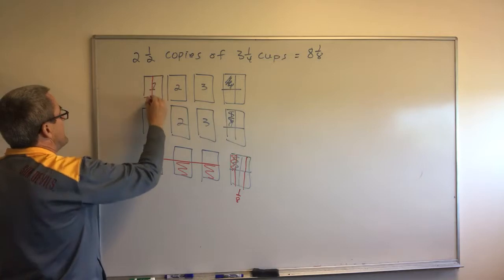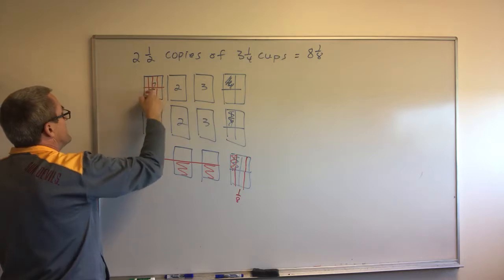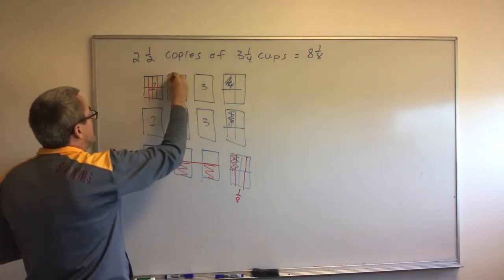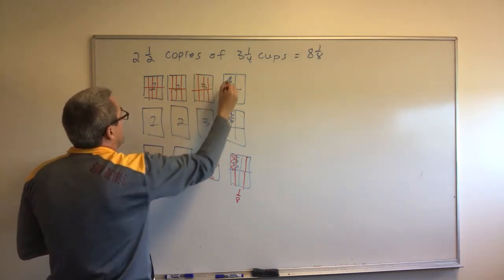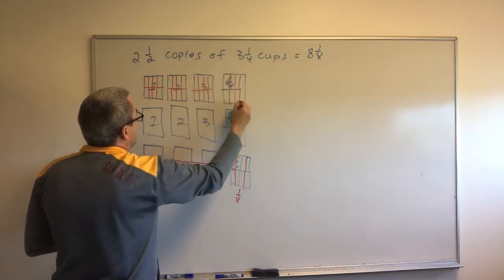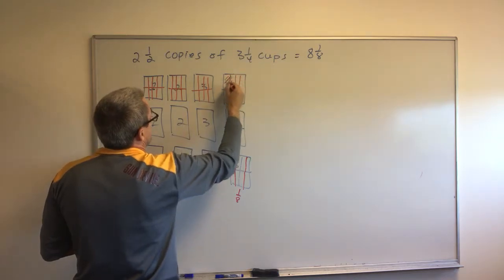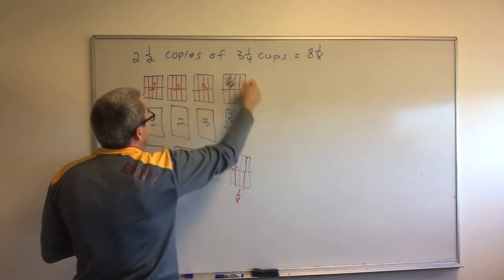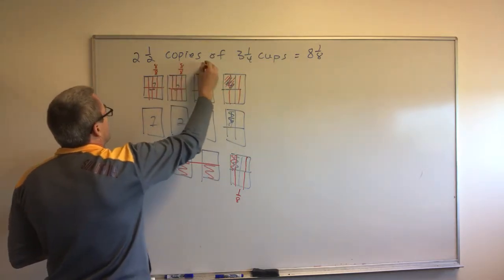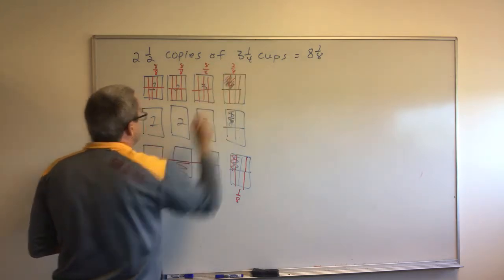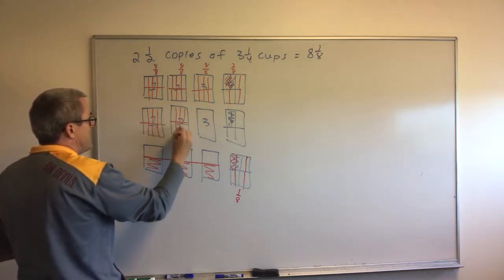So let's just break everything up into eighths just to see it better. So let's come up here and break this up into eighths. 1, 2, 3, 4. 1, 2, 3, 4, 5, 6, 7, 8. Let's do that every single time. So now I have 8 eighths, 8 eighths, 8 eighths, and then this 1/4. Remember, this 1/4 here is really 2 eighths. So I have 8 eighths 3 times, and then 2 eighths.